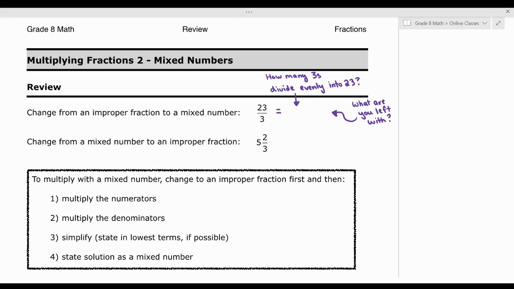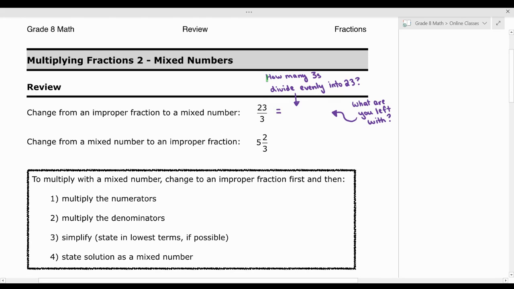Our second review lesson is still going to be focused on multiplying fractions, but now we're going to look at what you do if you have a mixed number. So before we jump into the multiplication, we're going to do a quick review of how you change from an improper fraction to a mixed number and vice versa. You will notice I already have some questions here to help us out.